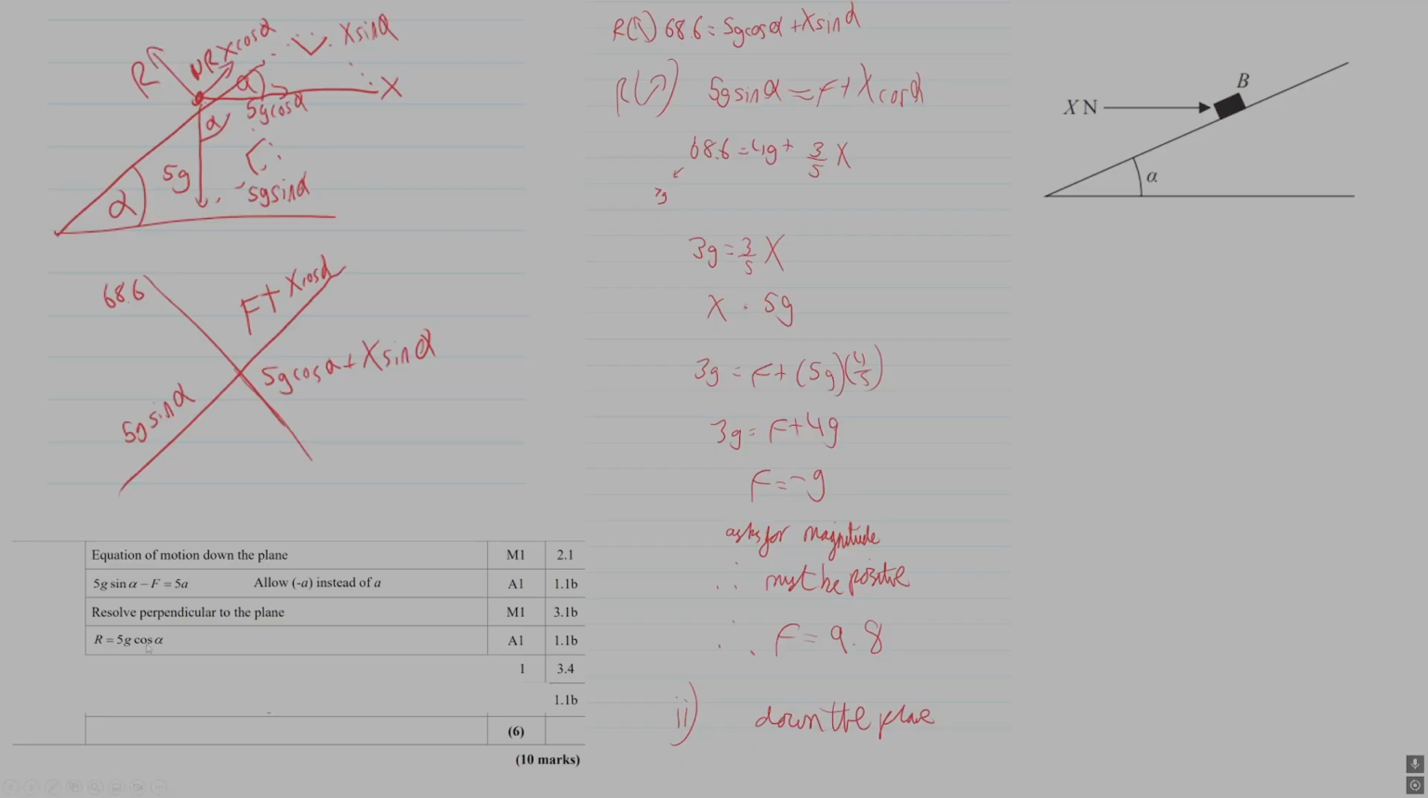And then next you get this. You already have your R value, so you just substitute that in. Because cos alpha is 4/5, I think, you can substitute that in, get R equals 4g, therefore F equals 2g. Therefore you can substitute that back into this equation and get your A value, which is that.